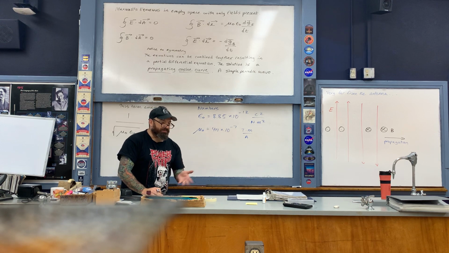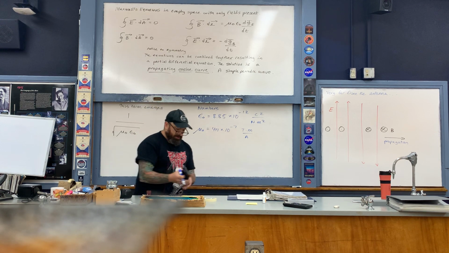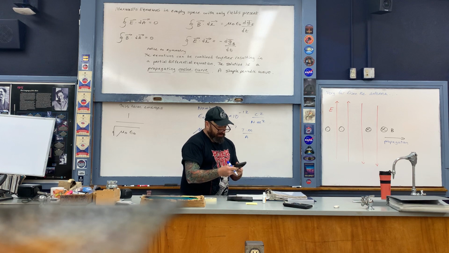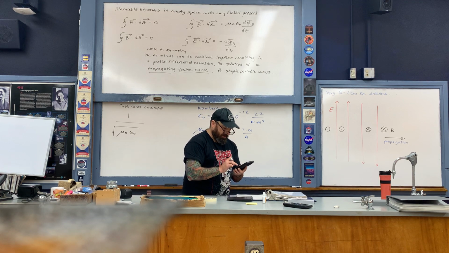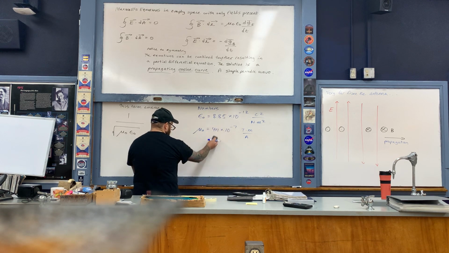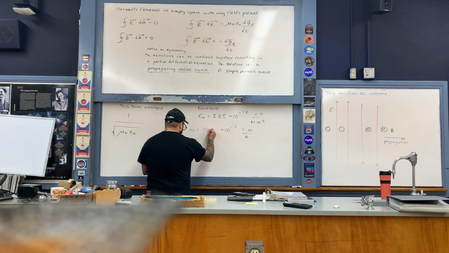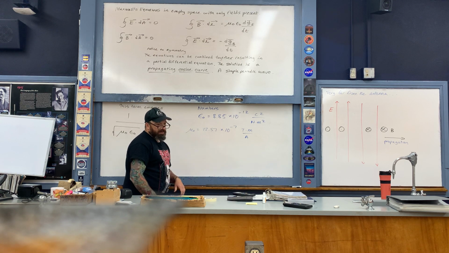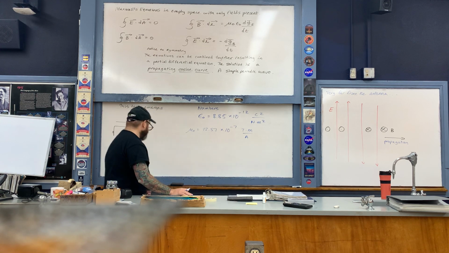Now we always write it as 4 pi because it's easy to remember. But let me go ahead and write that as a decimal instead. So 4 times pi is about 12.57, give or take. So let me rewrite that like so. And now let's go ahead and plug these guys in.